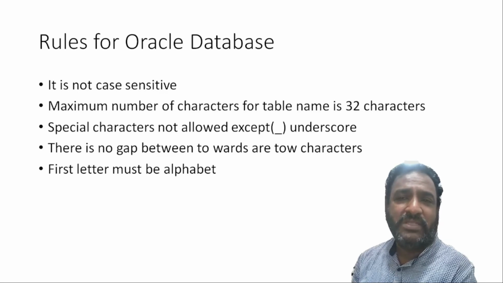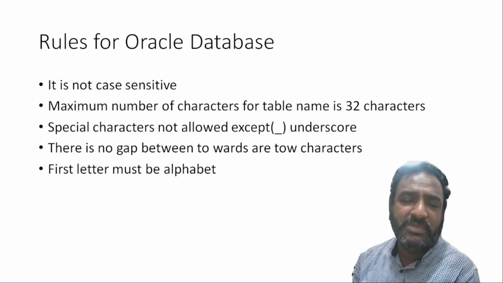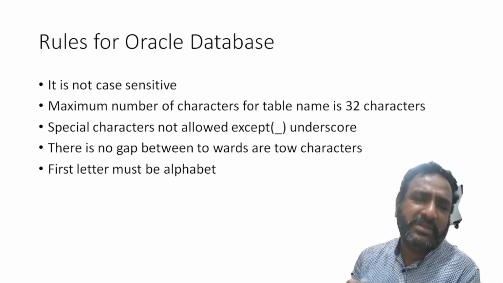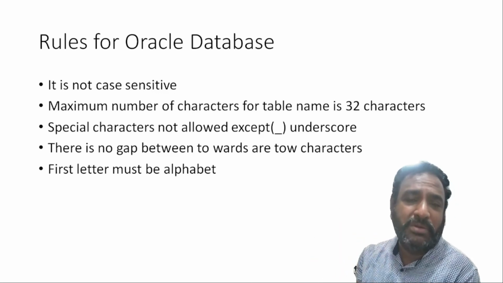The next rule is there is no gap between two words or two characters. For example, if I want to give the attribute name or table name as student details, student details must be a single word. Student space details is invalid. If you want to give that, you can combine both words by using underscore. Or if you want to give the gap, which is somewhat difficult to always use, you have to remember to put the name in double quotes.